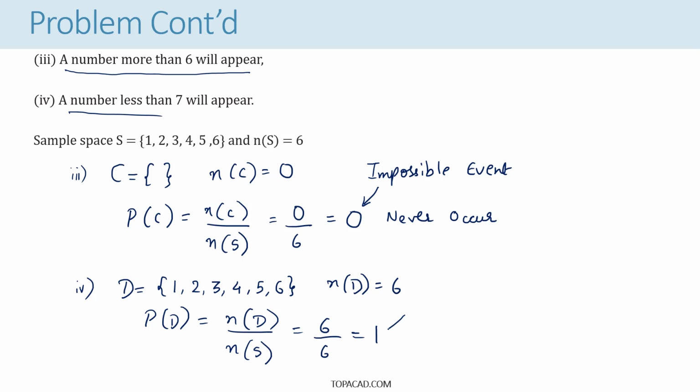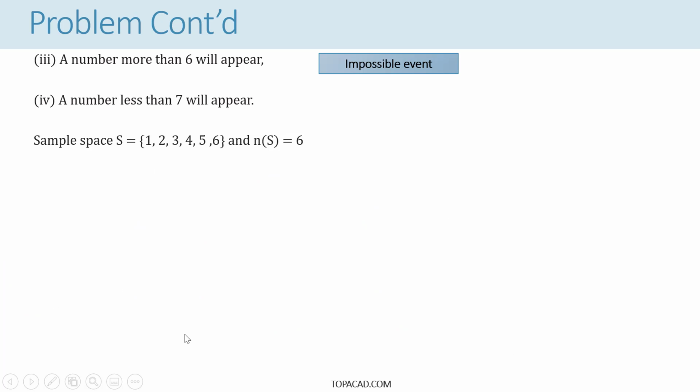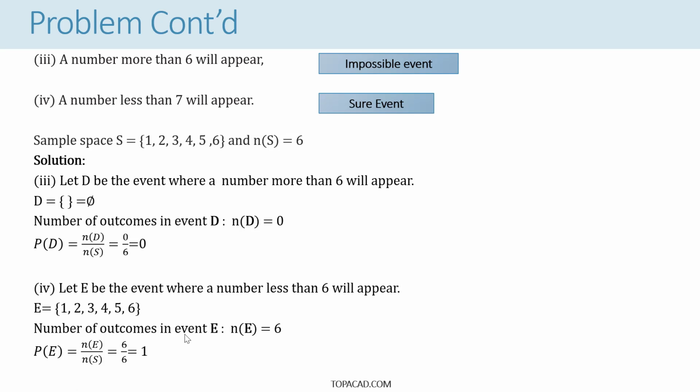When the probability of an event is equal to 1, it's also known as a sure event. So in this case, we know that the numbers 1 to 6 will always occur. It will always occur when we throw a die. In a sure event, the event D is equal to the sample space. I have printed out the solution, so you can pause the video and take a look at it.